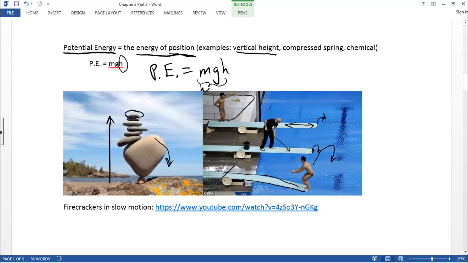And then there's also chemical energy. Now these firecrackers are made of materials where the atoms that make up the material are not very stable. And they want to rearrange into more stable positions. So there's a lot of potential energy there. So why don't we see a quick little video in slow motion about firecrackers.